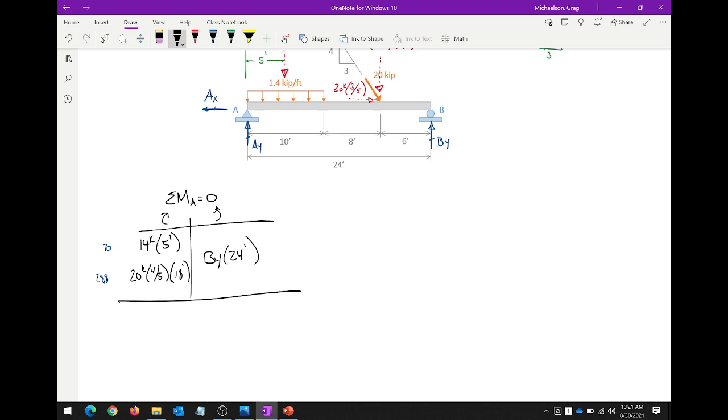So 70 plus 288 is 358 foot-kips equals BY times 24. And so what does BY end up equaling? So positive 14.92. That's 14.92 kips going up. There you go. All right.